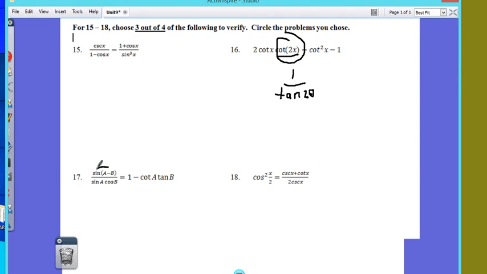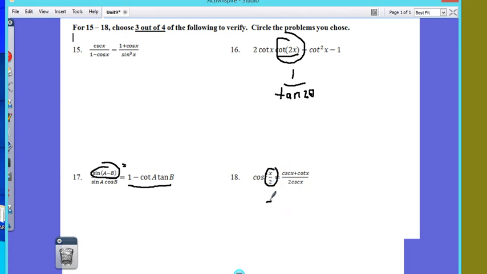Over here you have a sum and difference formula. So you want to basically change the sine of a minus b into its equivalent. And you want to work through that and simplify things, and hopefully you can get it to match this right hand side. Over here I'm noticing on number 18, you have a half angle. So you want to look up here, you want to replace this with a half angle formula.